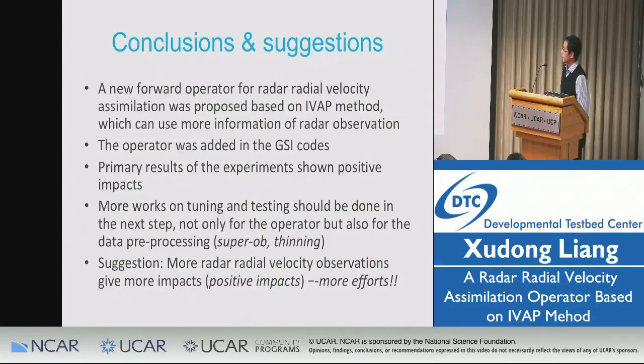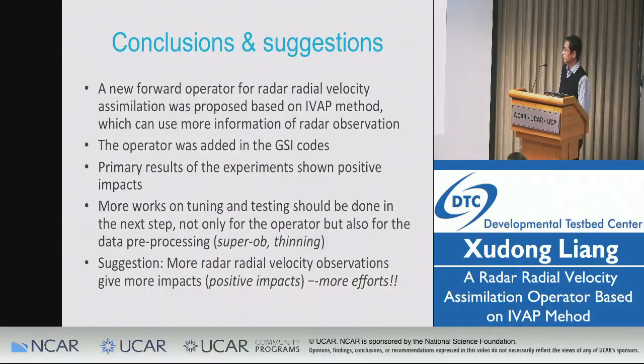So finally, we can say that in this study, we proposed a forward operator for radar radial velocity assimilation. This method is based on the IVAP method. The main idea is that we can use more observations and also more information besides the velocity itself. And this operator can be used in the GSI system. The primary results show some positive impact.